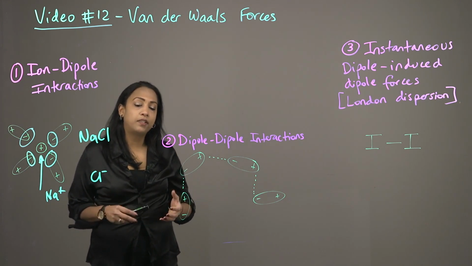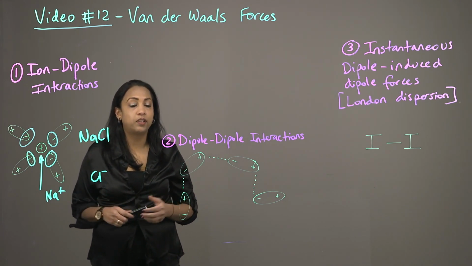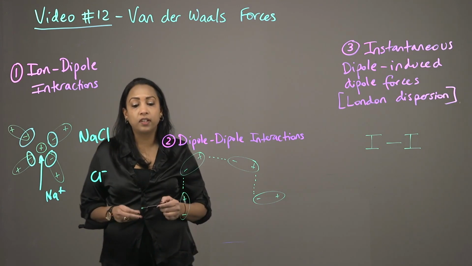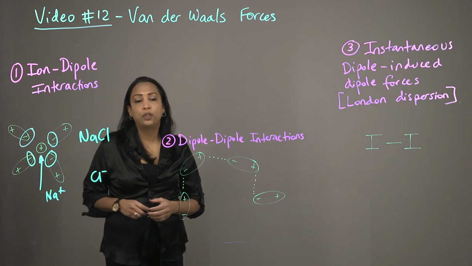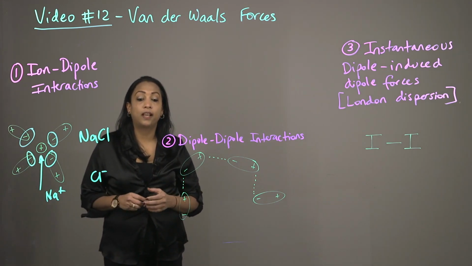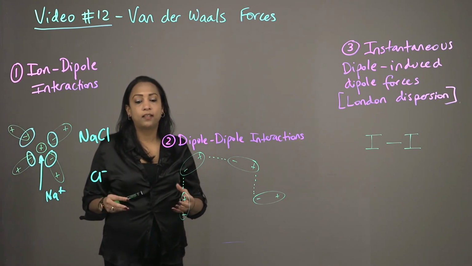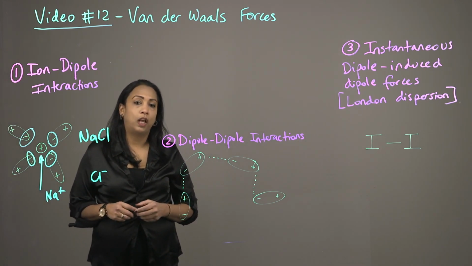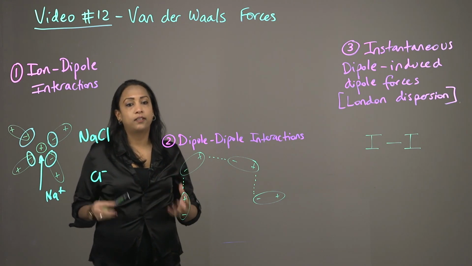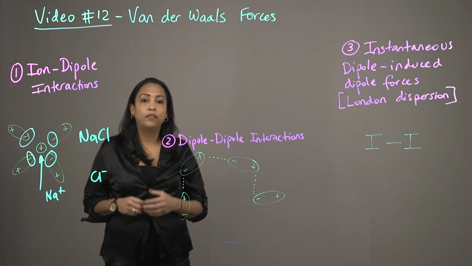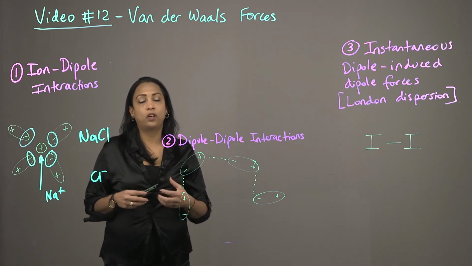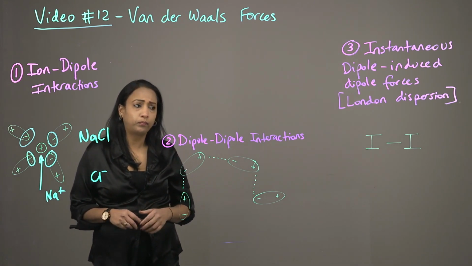Note that polarity simply refers to a separation of negative and positive charges in a molecule due to the differences in electronegativity of the atoms or the groups of atoms. And if you recall, electronegativity is the ability of a species to draw negative charge towards itself.